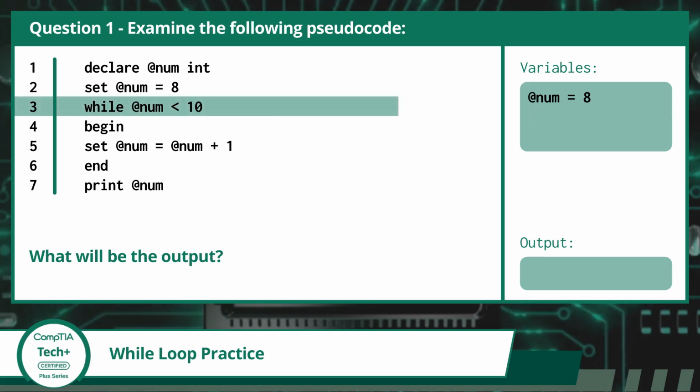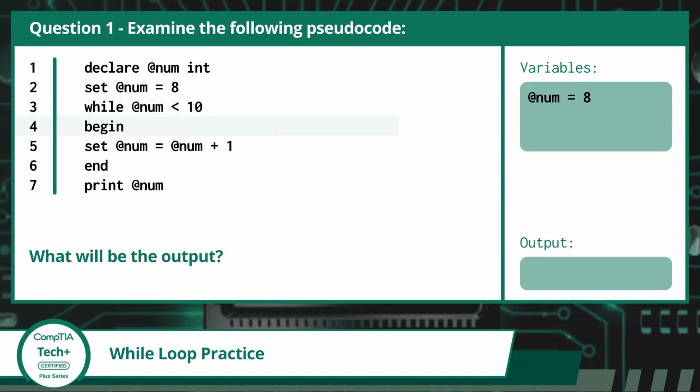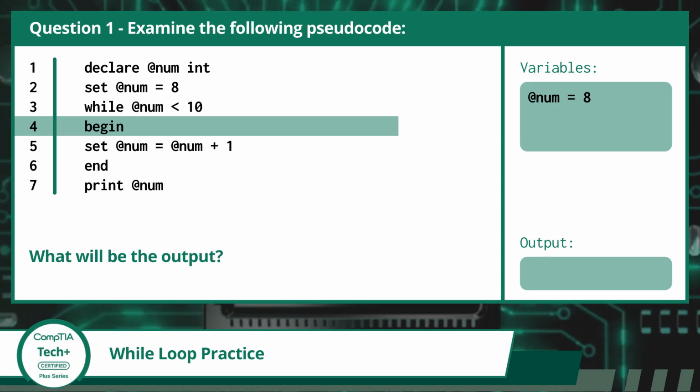On line 3, we see a condition statement for a while loop. Our condition statement calls for our program to check if at num is less than 10. Since the value of the variable at num, which is currently 8, is less than 10, we will execute the code statements within the loop. The word begin on line 4 is only used here to mark the beginning of the looped code statements.